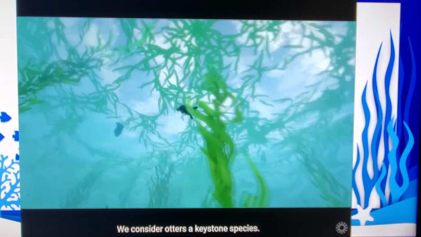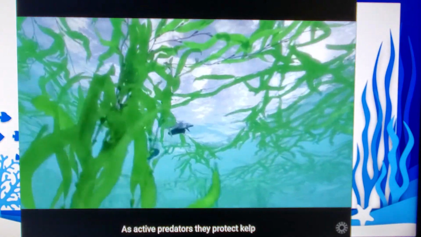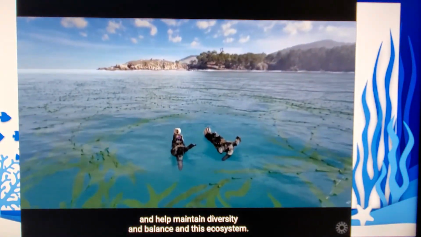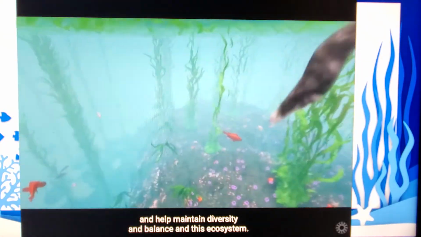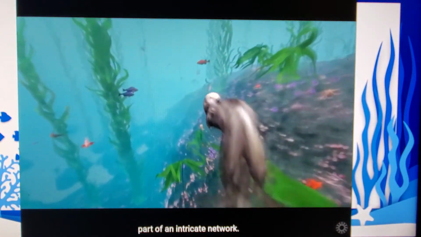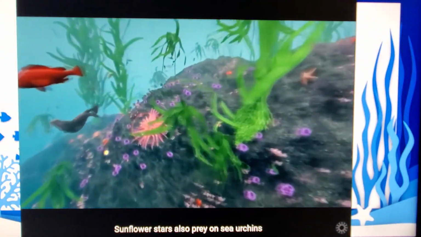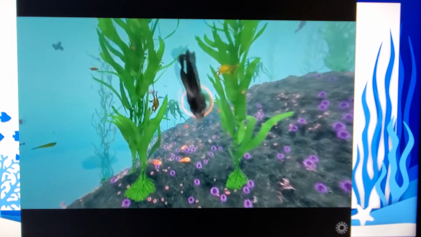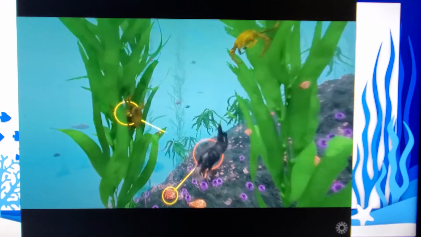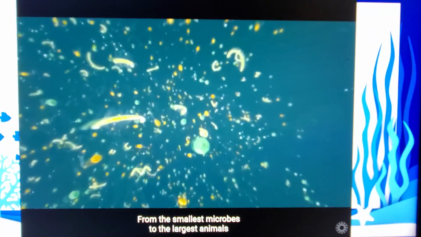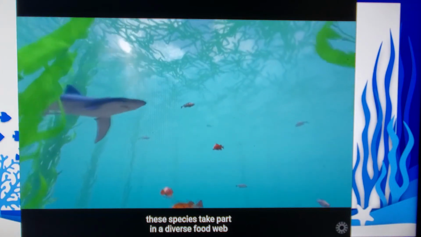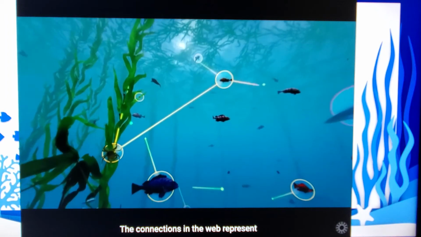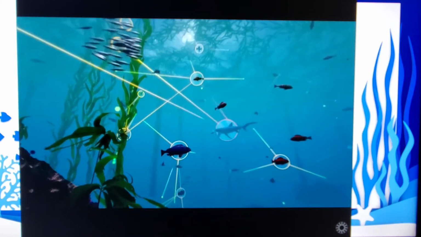We consider otters a keystone species. As active predators, they protect kelp from hungry herbivores like sea urchins, and help maintain diversity and balance in this ecosystem. But we're seeing just one small part of an intricate network. Sunflower stars also prey on sea urchins, and may become dinner for a hungry sea otter. But otters prefer abalone and crabs. From the smallest microbes to the largest animals, these species take part in a diverse food web that links more than 1,000 species. The connections in the web represent the transfer of energy with every meal.